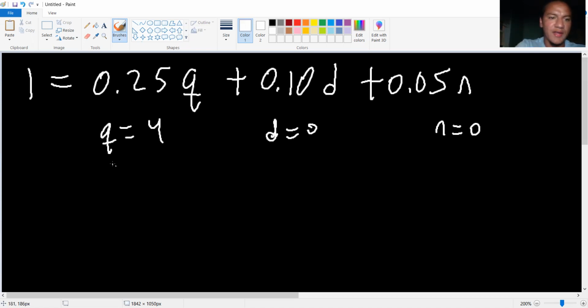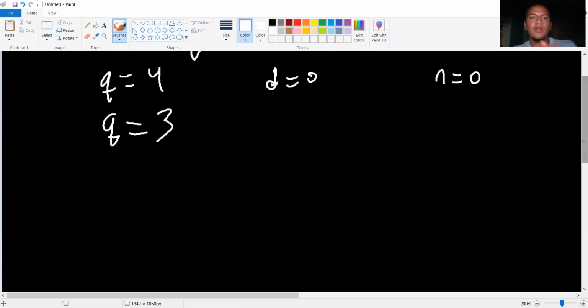Another way would be if I had Q equal to 3. Now, of course, I could write dimes equals 10 and nickels equals 10, but we won't worry about that for now. It'll pop up later. Q equals 3. Okay, I have 3 quarters. That means that I could have 2 dimes, and for nickels, I would have 1. 75 plus 20 is 95, plus a nickel is $1.